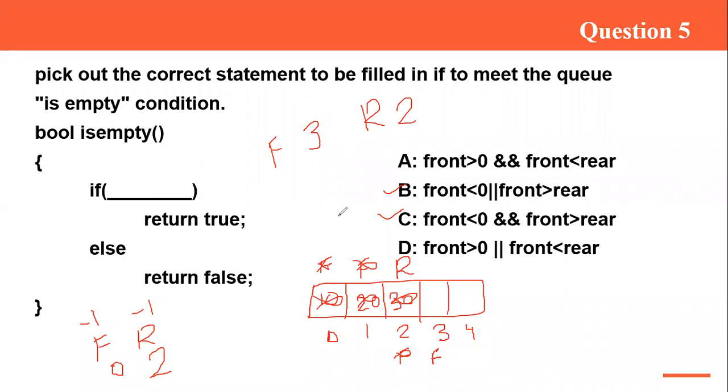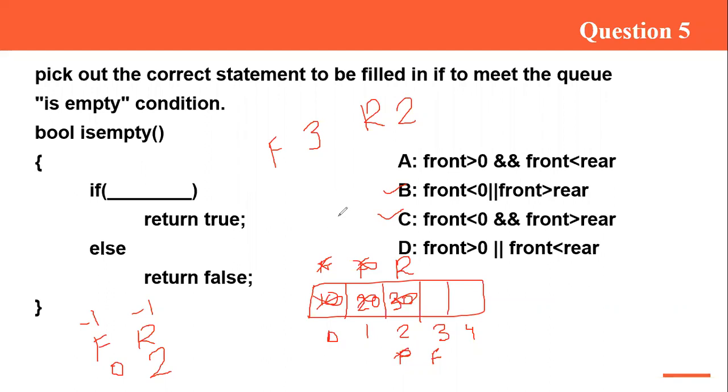Can you tell me? Any one of them is true, can I consider empty, or should both be true? First tell me, will there be any case where both will be true? Never, right? If front is -1, how can rear be greater than front? It's not possible. But if front is -1, obviously rear will also be -1, right? Only in the initial case that will be possible. So that will never be possible.